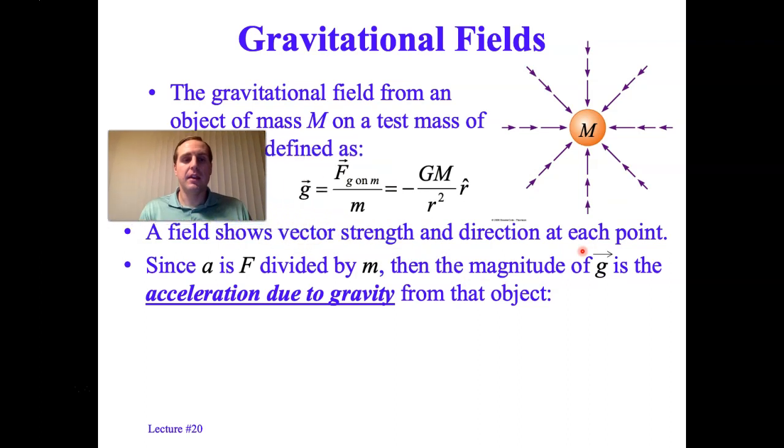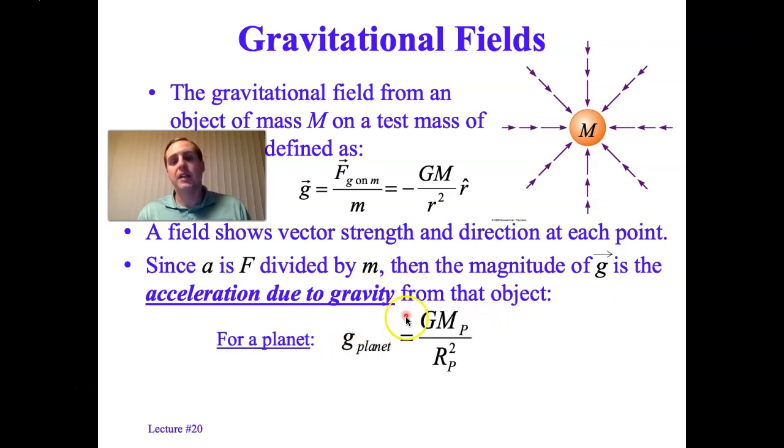Now, the field shows vector strength and direction at each point, and since the acceleration is F divided by m, then the magnitude of the g vector is the acceleration due to gravity from that object. Now, let's suppose you're on a planet, or for that matter, some moon. The acceleration due to gravity on that planet or moon is going to be the universal gravitational constant times the mass of that planet or moon divided by the radius of that planet or moon squared. Notice that this just comes right out of Newton's universal gravitation equation.